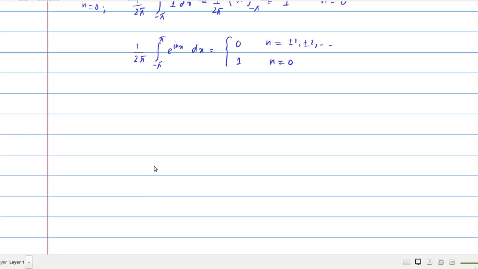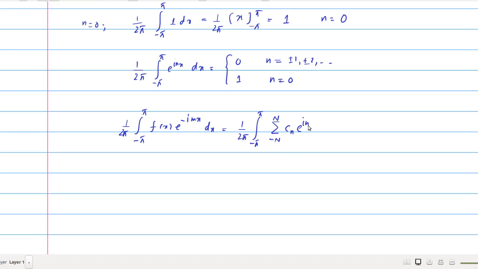Okay, that is using the idea of this integral 1 by 2 pi from minus pi to pi of f of x e power minus i m x. Okay, when you integrate this, you can write this as 1 by 2 pi integral from minus pi to pi. Our f of x is summation from minus N to N of c n e power i n x, into e power minus i m x dx. Okay, so this will become 1 by 2 pi integral from minus pi to pi. This can be written as summation from minus N to N c n e power i times n minus m x dx.